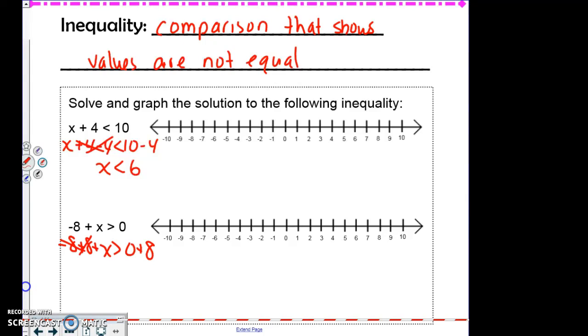And this cancels, and I get left with x is greater than 8. And then that would also get graphed, just like we practiced. So open circle on 8, shade to the right. All right, if you need to pause me at this point, go ahead. I'm going to change to the next slide.